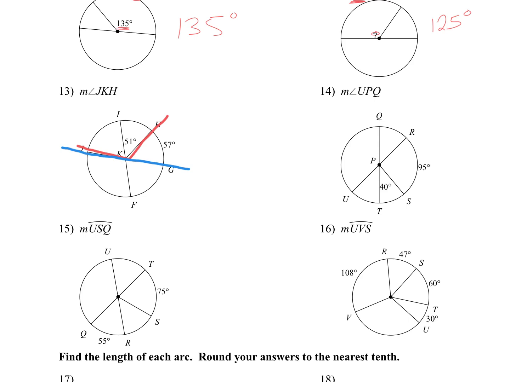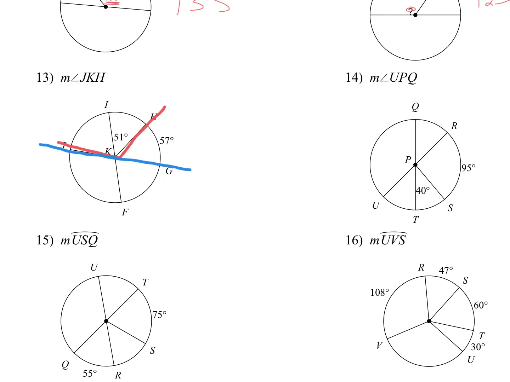Diameter is how many degrees? 180. Okay, so I can add what we have. I'm going to take 51 plus 57. That equals 108. And then how can I find this missing part right here? Take 180 minus 108, and that gives you 72.